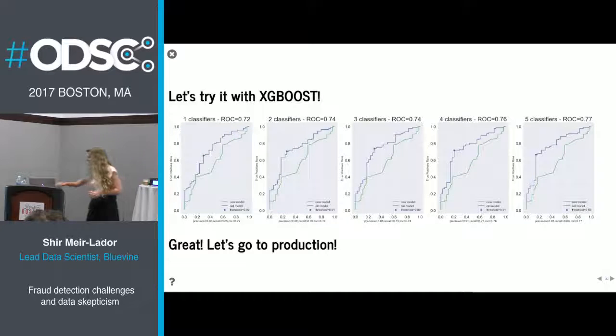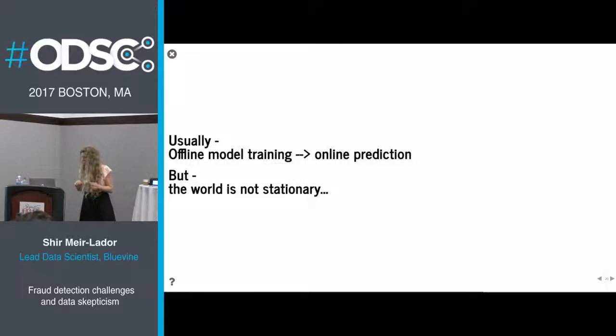But now I had one last problem I wanted to deal with. Usually people do machine learning in production by training the models offline and then doing the prediction online. But in our scenario, and in many other scenarios, the world is not stationary. The world keeps on changing. The people change, our policies change, and we want the model to keep on learning and updating.